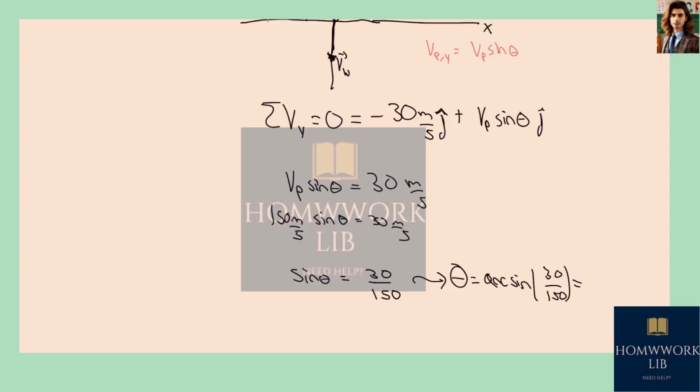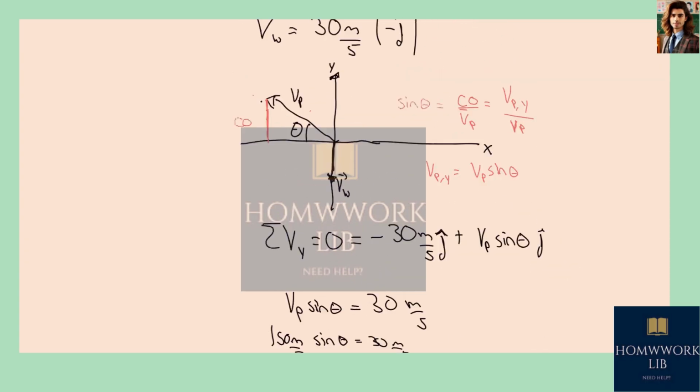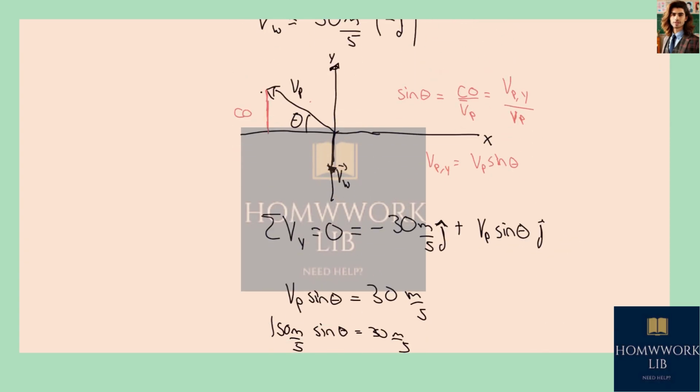The value for theta is 11.54 degrees. So if we look back at our drawing, this value would be 11.54 degrees north of west. And comparing this to the answers that are given to you, it would be the second one, 11.5 degrees north of west.